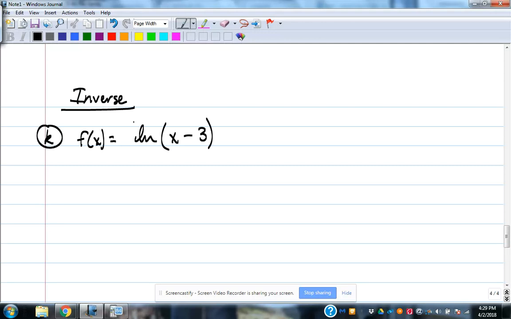To find the inverse, what's an inverse function do? Swaps x and y. The domain and the range swap. So x and y swap. In our case, we're going to have x over here and natural log of y minus 3 here. Then we have to solve it for y. We got to get y by itself again, right? So how do we undo a natural log?